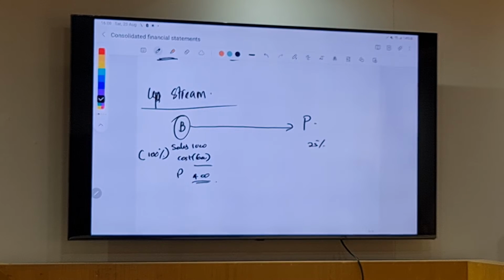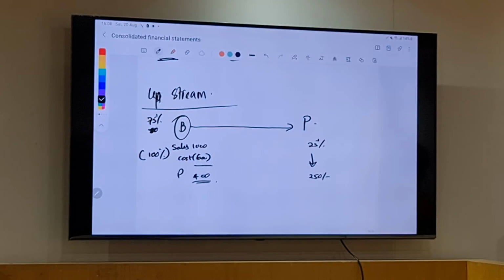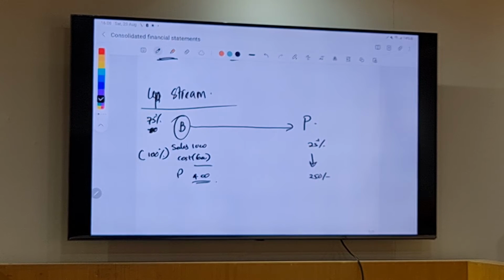25% of the stocks here. So that is 250. Cost to P, cost to parent. Cost to subsidiary is 600. And then let's assume 80%. No, let me make it 75%. 75% parent ownership, 25% subsidiary. Now what are you going to do? So out of 300 only you can manage.